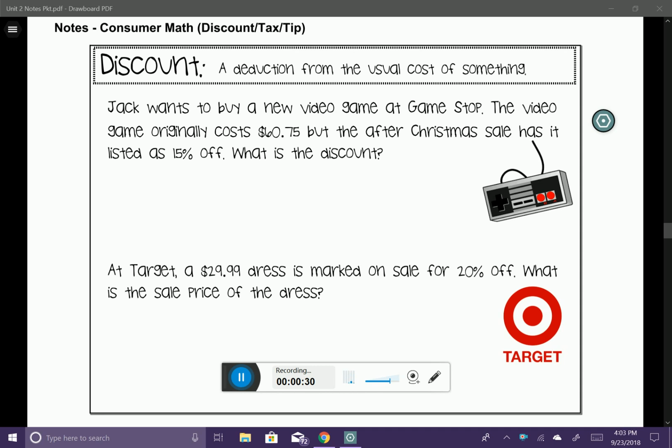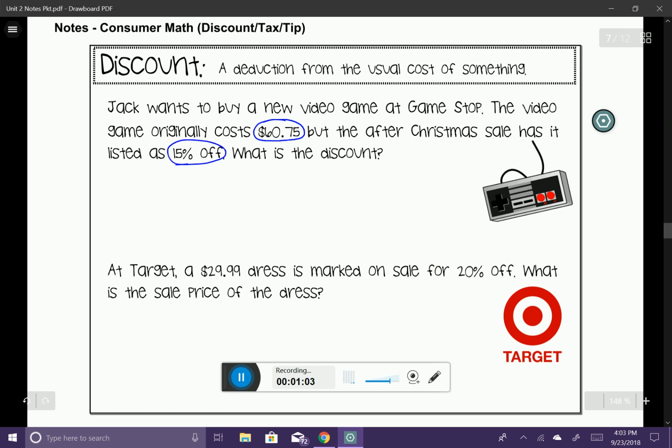Jack wants to buy a new video game at GameStop. The video game originally cost $60.75, but the after Christmas sale has it listed as 15% off. What is the discount? In this problem, we're trying to figure out how much money is going to be taken off of the original price of the video game. The original price is $60.75, and the Christmas sale has it listed at 15% off.